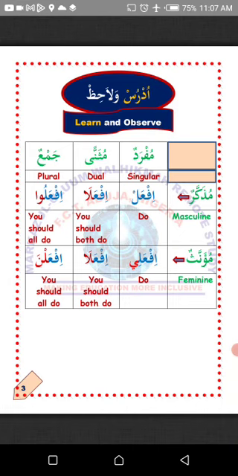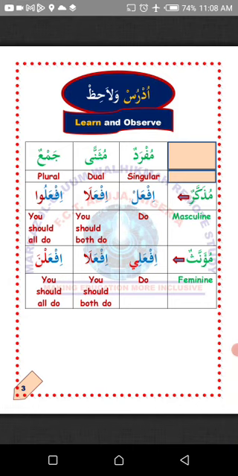Udurus, learn. Walahis, and observe at the same time. Mufradun, singular. Muthanna, dual. Jamu, plural. Mufrad, singular. This is a word in Arabic that means only one. Muthanna, dual. This is a word in Arabic that means only two. Jamu, plural. This is a word in Arabic that means more than two.